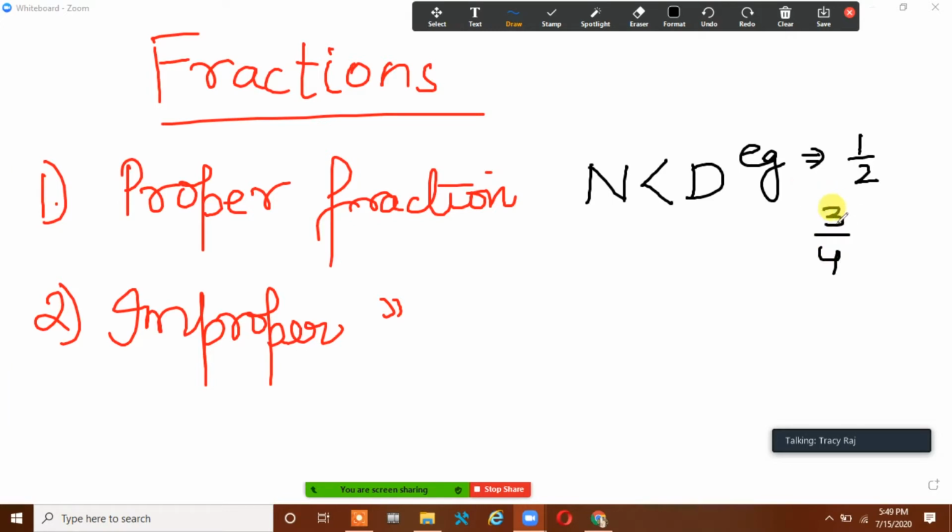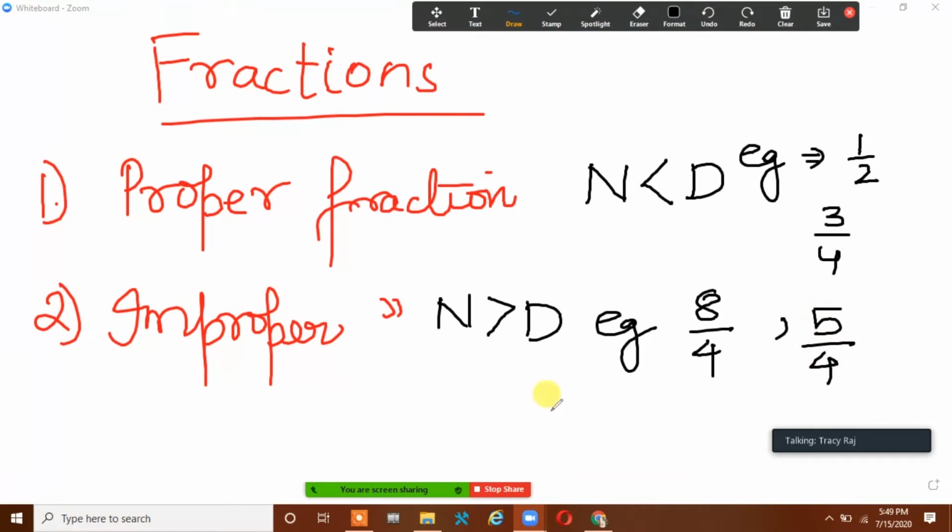Improper fraction, when the numerator is greater than the denominator. N means numerator, D for denominator, I am writing here. So what is the example for this one? Like 8 by 4, because the numerator should be greater than the denominator. Then 5 by 4 or 3 by 2, 6 by 5. These are the examples of improper fractions. In all these you see the numerator is greater than the denominator, correct? I hope it is clear now.